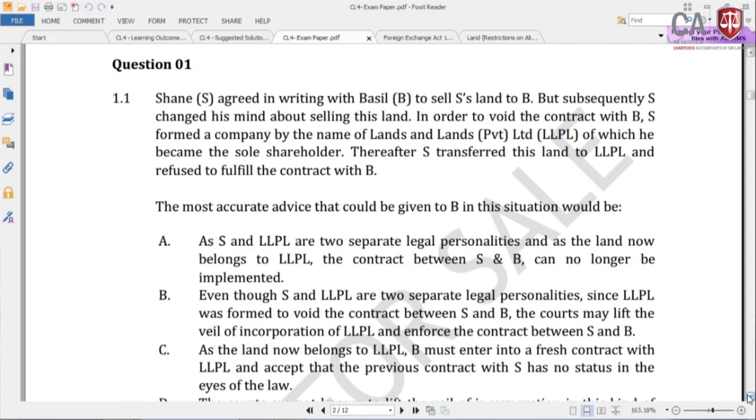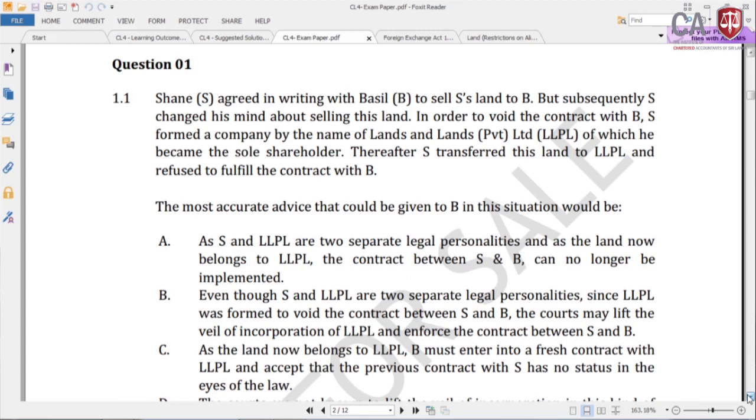So now what Shane is going to do is a quite tricky thing. He has changed his mind and doesn't want to sell his land. So he has formed a company by the name of Lands and Lands Private Limited, and now transfers Shane's land to that company, and also he becomes the sole shareholder. He is the only one. After becoming the sole shareholder, he transferred the land to this company.